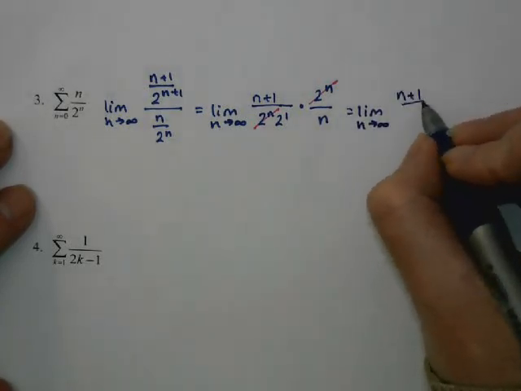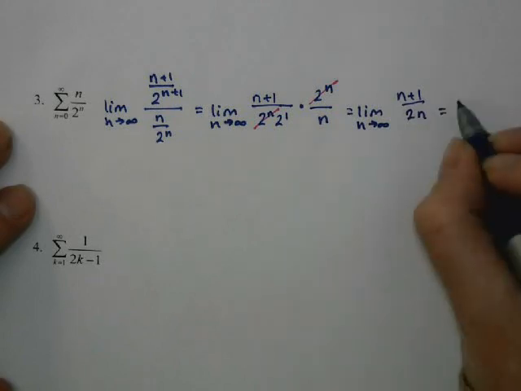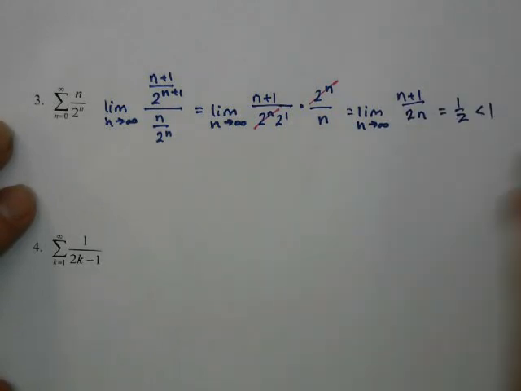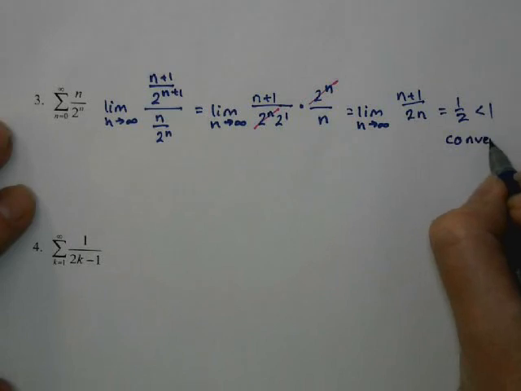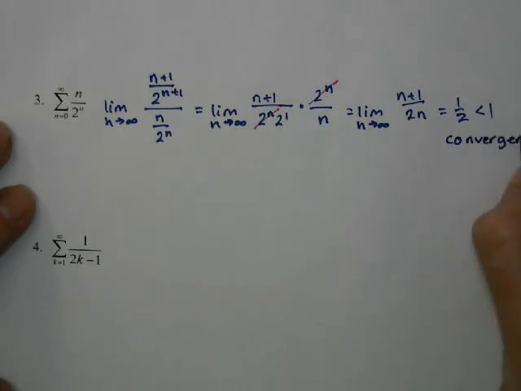So I have (n+1)/(2n), which is 1/2, which is less than 1, which is convergent.